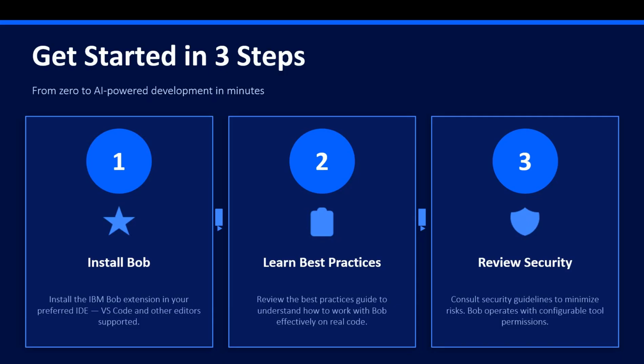Okay, so now the question comes: how will we use it for free? That is the main question, right? For the initial trial version at least, how can we access it for free? So to use it, what you need to do is first install IBM Bob. Then you can learn some of the best practices provided on the IBM website itself, and then you can review the security-related things if you are directly implementing it in your actual system.